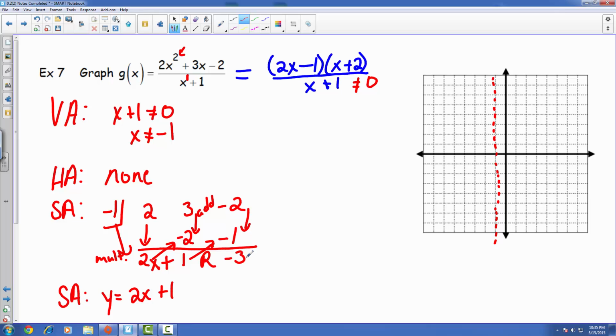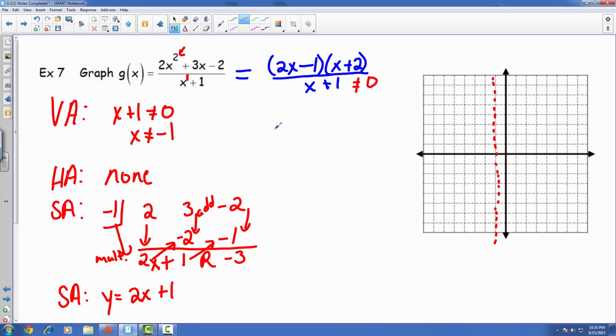We don't really care too much about this remainder, negative 3, simply because things start to become insignificant when you start talking about the limits of things, especially as they go toward infinity. So that's not really going to play too much of a role.